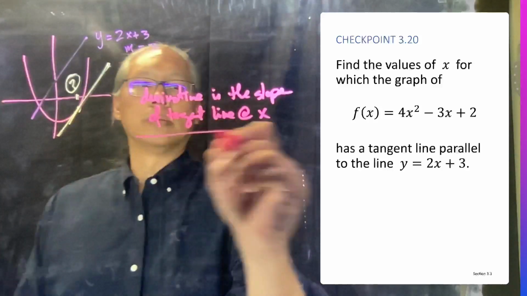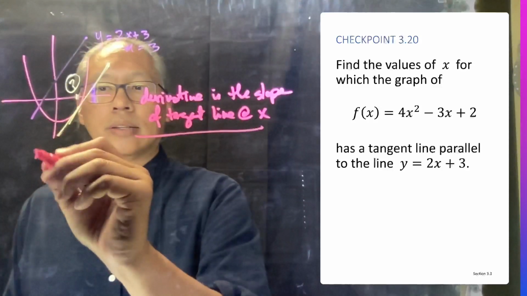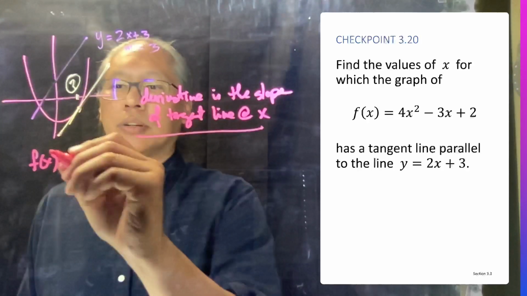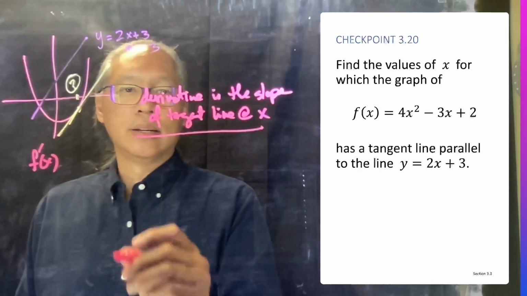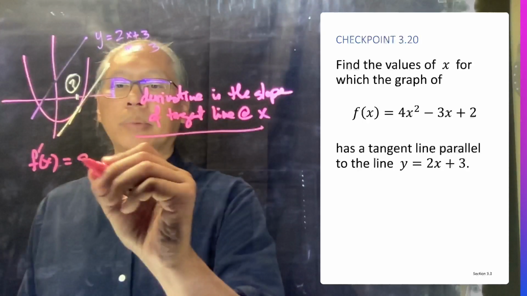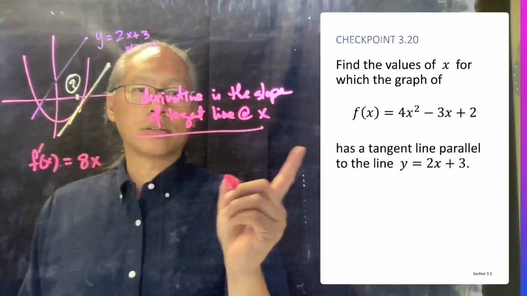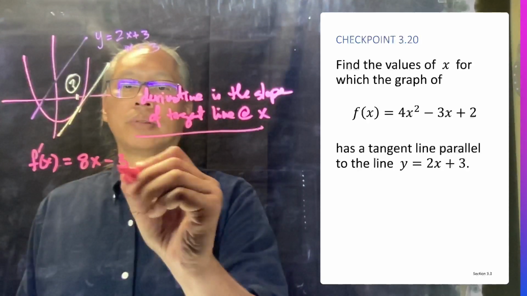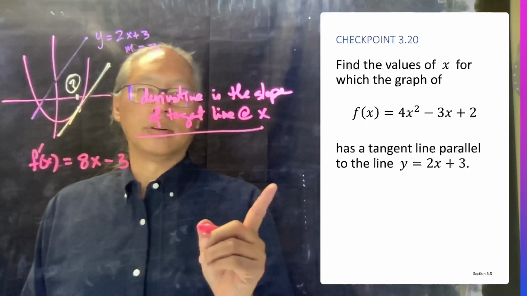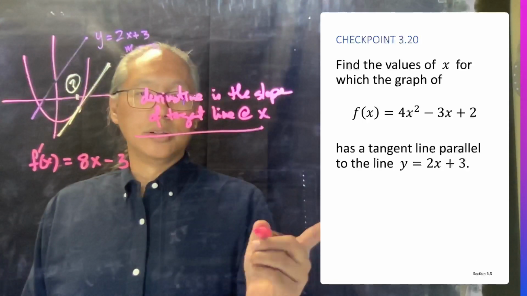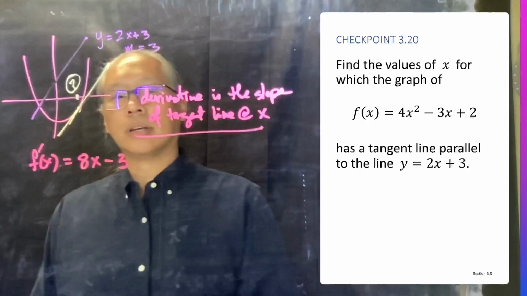So that's what we'll do, we'll take the derivative. So f of x is equal to this function over here. The derivative of that for the first term is going to be 4 times 2, so that's going to be 8x, and then 2 minus 1 is 1, so that's the first power. Minus 3 times 1, the derivative of x is 1. And then the derivative of a constant 2 is equal to 0. So this is all we have.